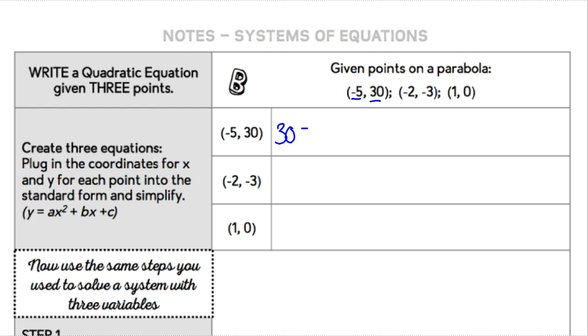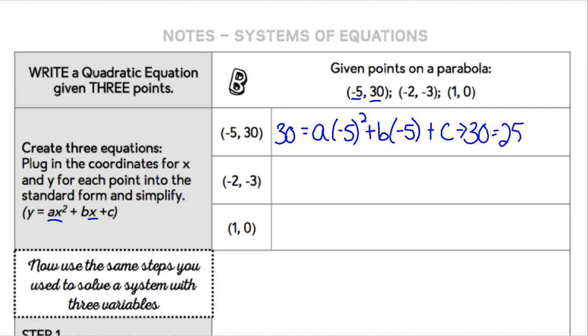So it's going to be 30 equals a times negative 5 squared plus b times negative 5 plus c. So we're plugging in the x wherever we need it. When I simplify that equation, I get that 30 equals 25a minus 5b plus c. So there's my first equation with 3 variables.